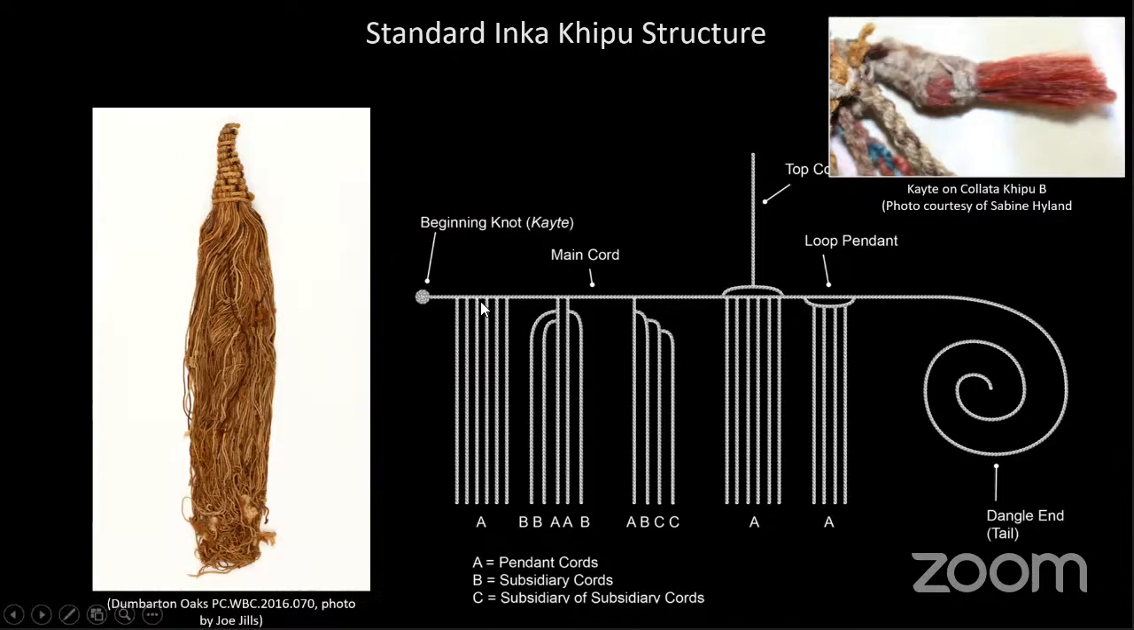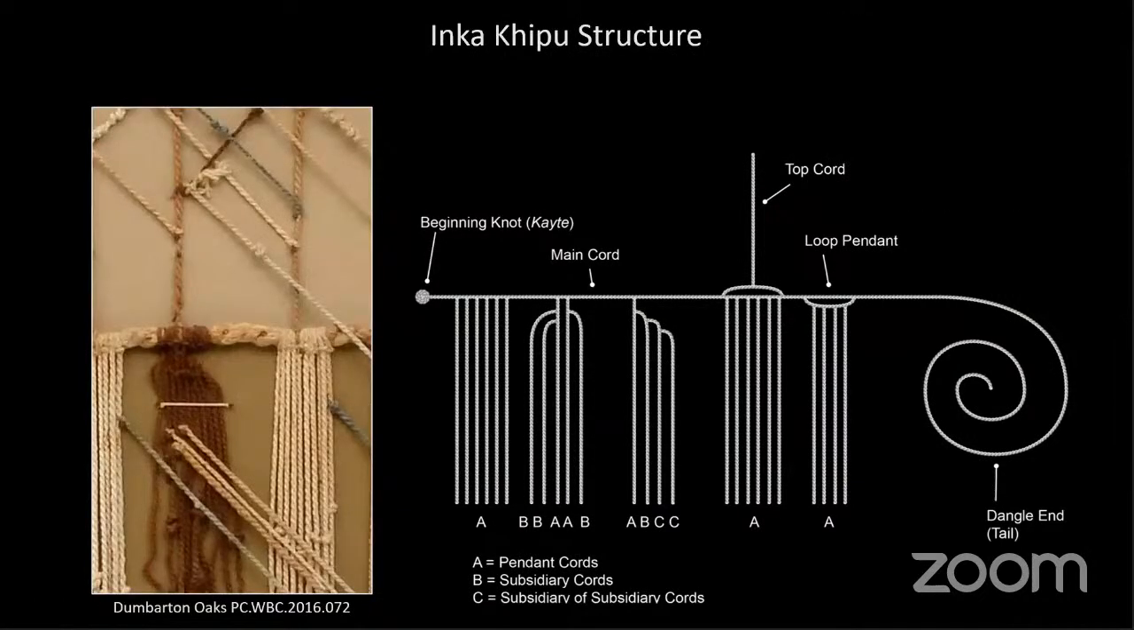Pendant cords were attached to the main cord, and subsidiary cords were attached to the pendant cords. And subsidiary cords could have subsidiaries of their own up to 12 levels. Some Inca Khipus, including the one shown here, have top cords or summary cords, which are attached pointing up. The knots found in top cords represent the sum of the knots found in the group of cords associated with the top cords.